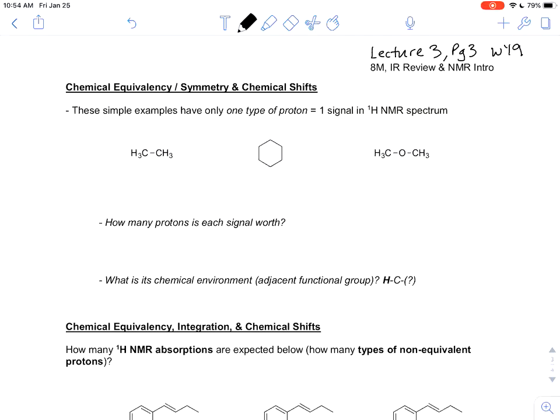Hi there, welcome to the second half of what should have been today's lecture. I had to speed things along. I think I talked about IR a little too much, but I think it's really important to talk to you about chemical equivalency and predicting where proton NMR absorptions are expected, how many there are, and what they're worth.